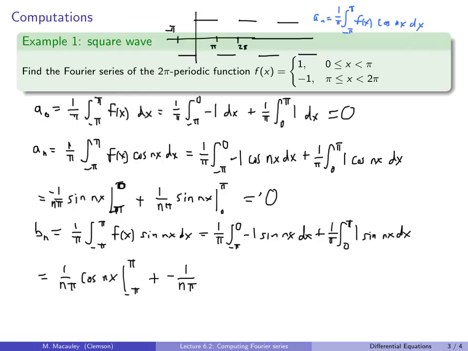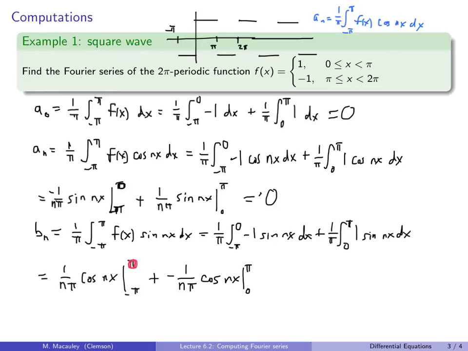Oh, I messed up my limits again, didn't I? This thing here should be 0, not pi. Just habit. Okay, so this one goes. Let's first just write out it's cosine of nx from 0 to pi. Okay, now let's plug these things in.